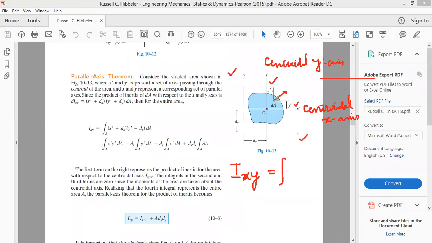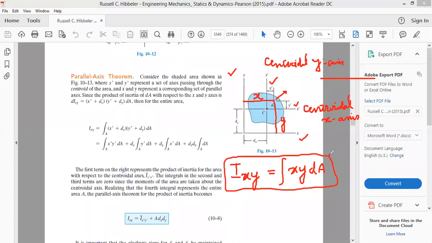how far the centroid of the small area element is from the x-axis, let's call that y. How far the centroid of the small area element is from the y-axis, that is x. Then we define the product of inertia as the integral of x into y into dA. This is what we call the product of inertia.